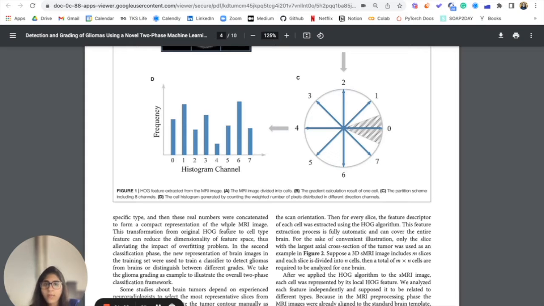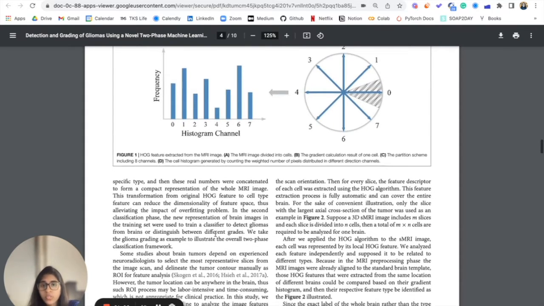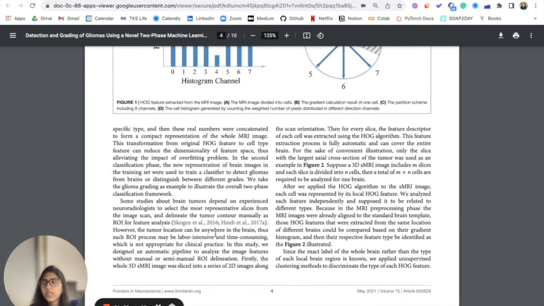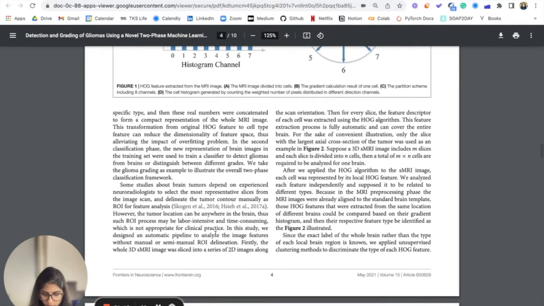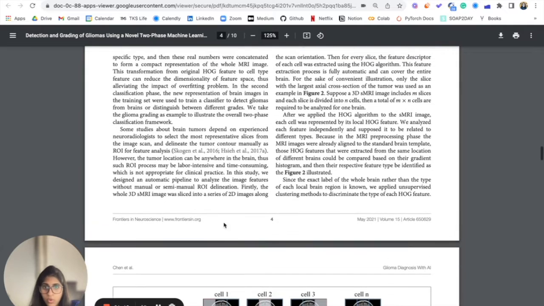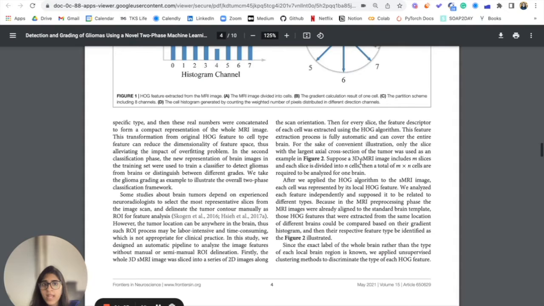And so that reduces the dimensionality of the feature space while also alleviating the overfitting problem. There are so many methods to mitigate overfitting, and I guess this is one of them as well. What it's trying to say is that the whole MRI image was sliced into a series of 2D images. And then for each slice, this is basically a recap, so we're taking out the slices from the 3D image. Then for each slice, we're using the HOG algorithm for each of the cells in each of those slices.